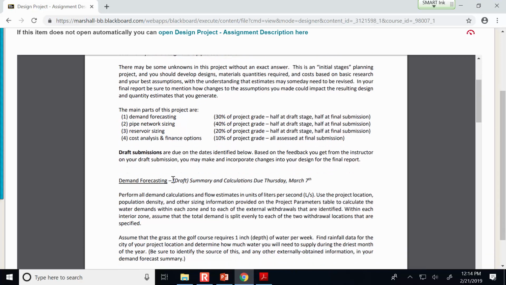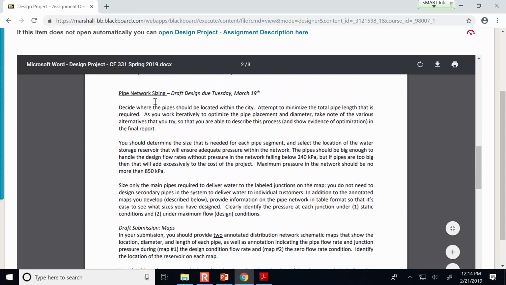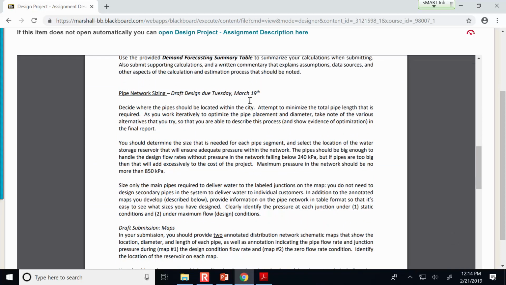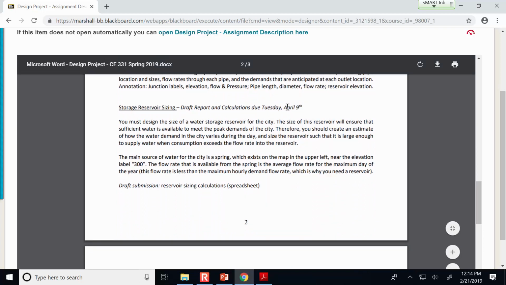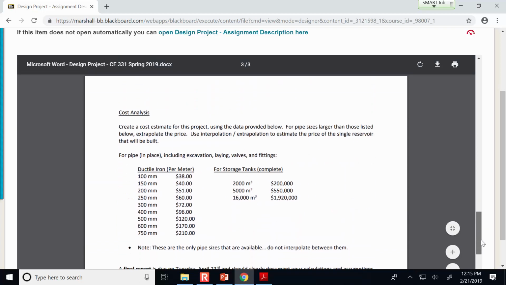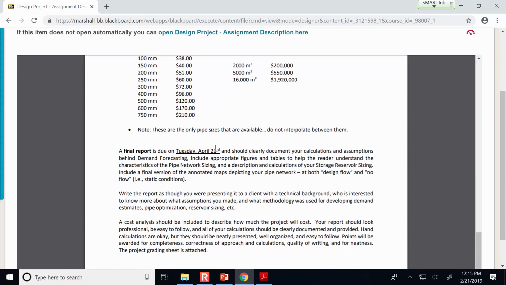The demand forecasting is due on March 7th. Then the second phase of actually designing your network in Watergems, that's on March 19th. The reservoir, April 9th. And then the final project report is due on Tuesday, the 23rd of April. So that's a couple of weeks before the end of the semester, because I like to avoid conflicts with other projects you might have going in other classes.